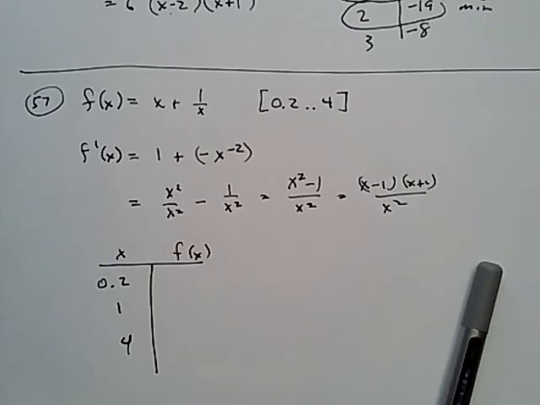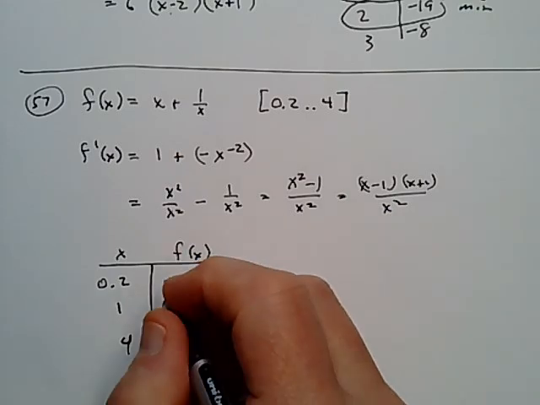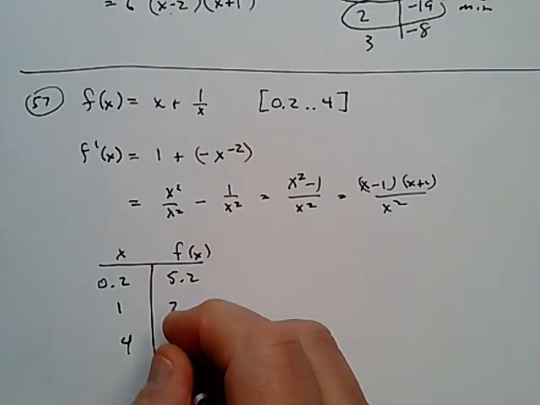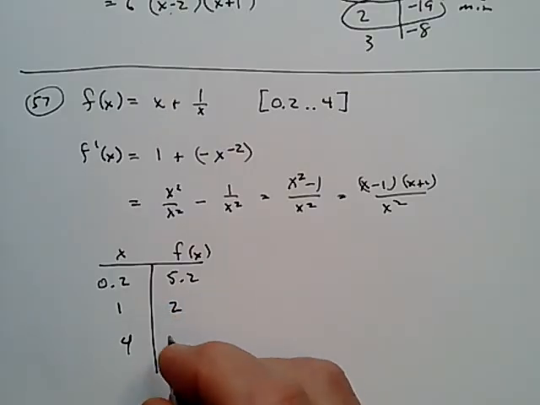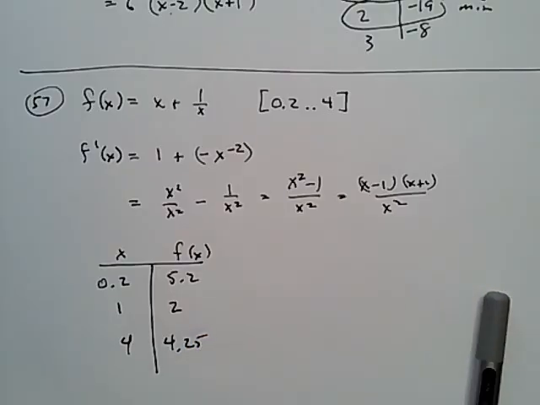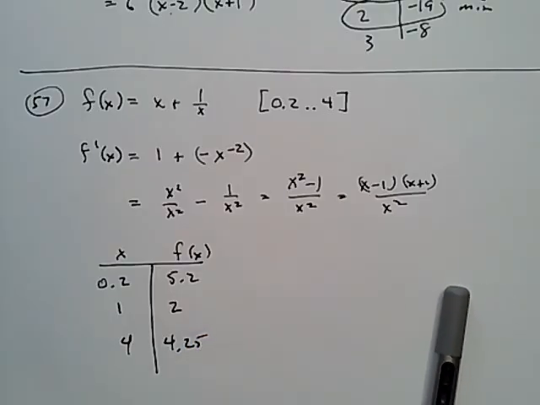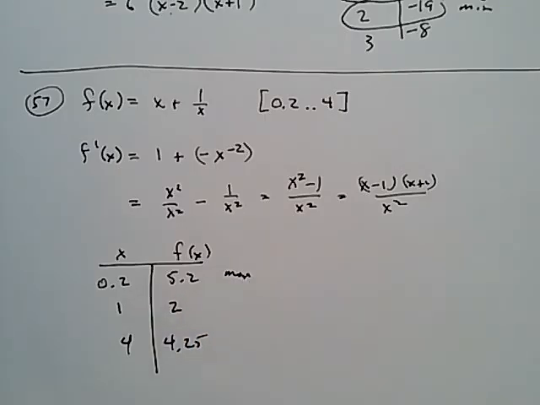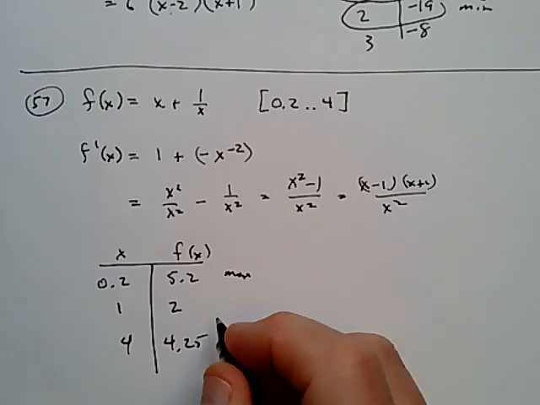And then again, I did this in advance. So 0.2 gives 5.2. 1 gives 2, and 4 gives 4 1/4, 4.25. Okay, so the maximum is the biggest one, so that's the absolute maximum, and the minimum is the smallest one, so that's the minimum.